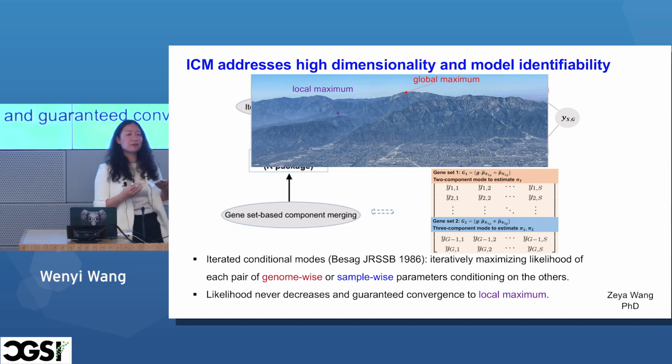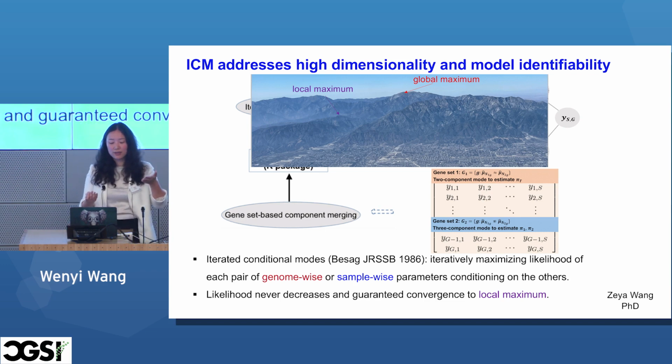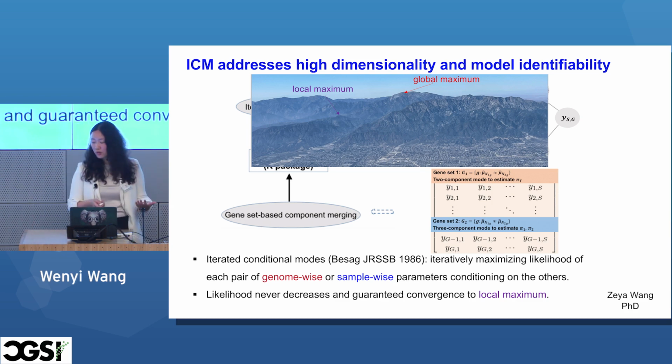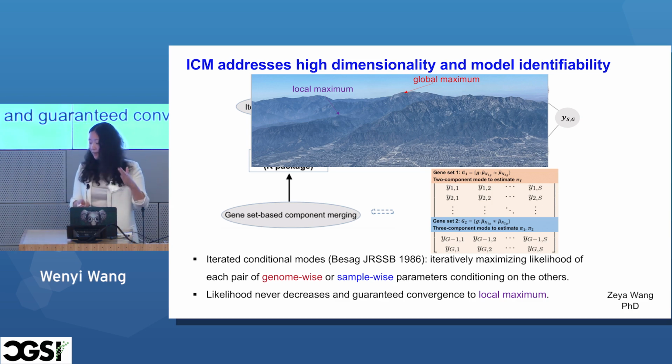As we observe, they have a conditional independence relationship, which allows us to use an iterated conditional modes approach, which iteratively maximizes the likelihood of each pair of the genome-wise and sample-wise parameters, conditioning on each other.